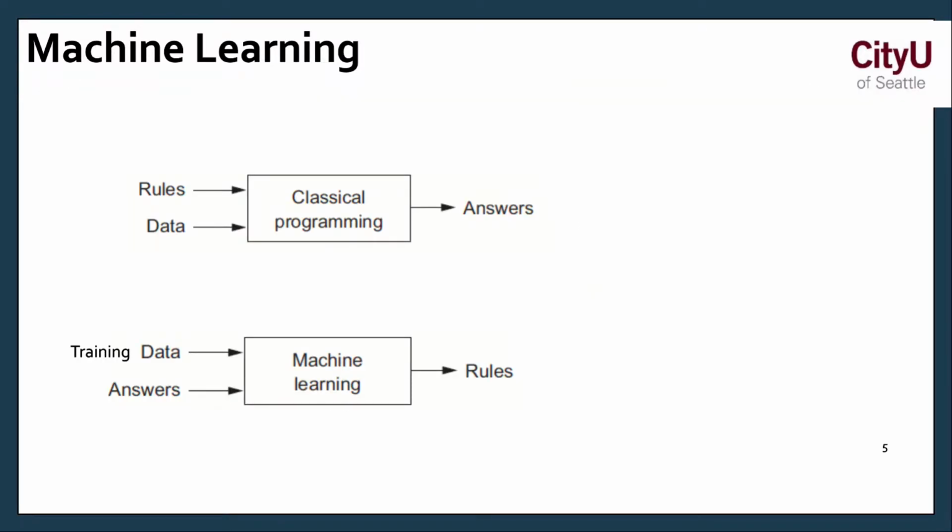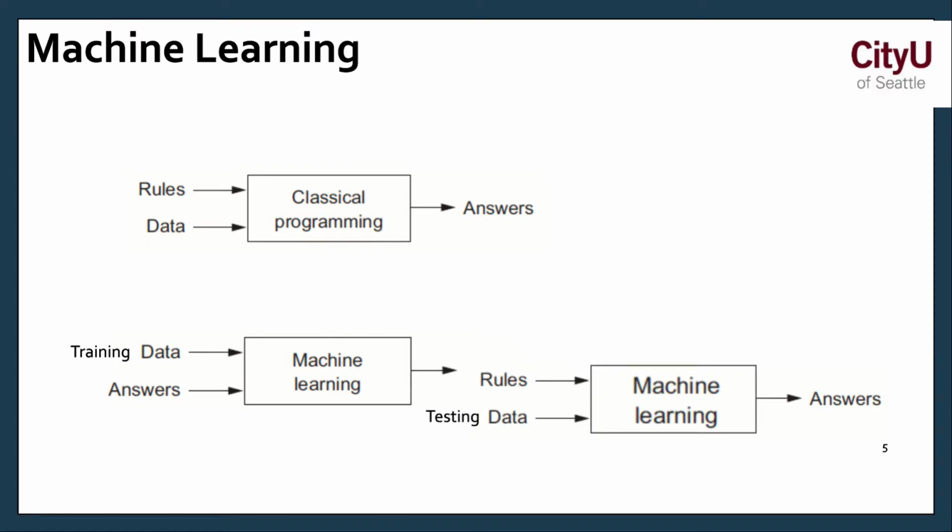Okay, so in machine learning, if you have rules and data in classical programming, then you'll get answers. That's what we've been learning so far with our Python. But now we move away from that with machine learning. With Python, we basically put in training data and the correct answers, and then when we do machine learning, we'll get the rules. Now with the rules, we can put in the testing data as the input, and then we'll get the answers.